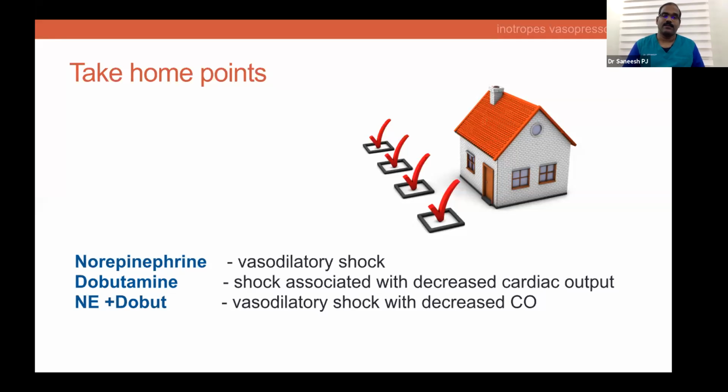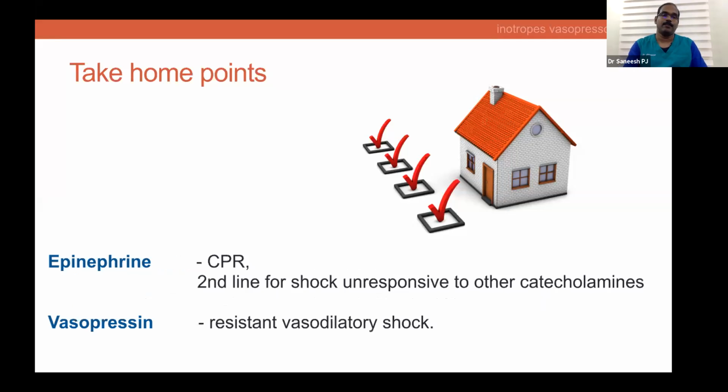A combination of norepinephrine and dobutamine is preferred in vasodilatory shock with a decreased cardiac output. Epinephrine, as you know, is mentioned in CPR. It's the second line for shock unresponsive to other catecholamines. And vasopressin is a good choice for a resistant vasodilatory shock.